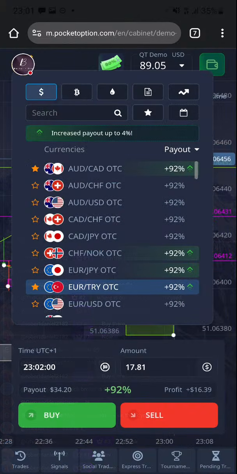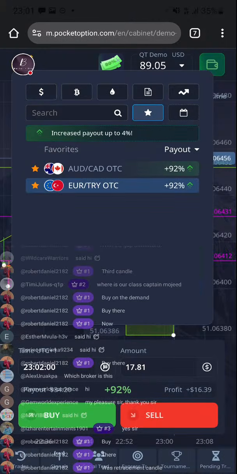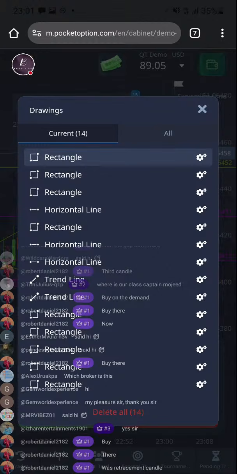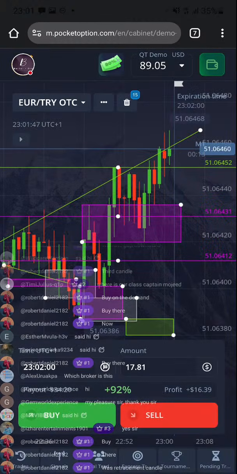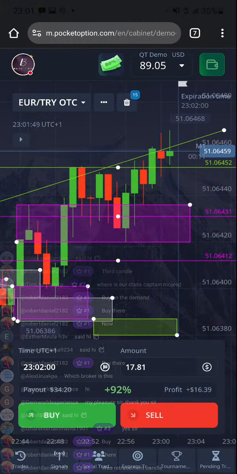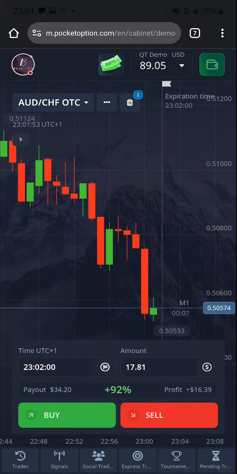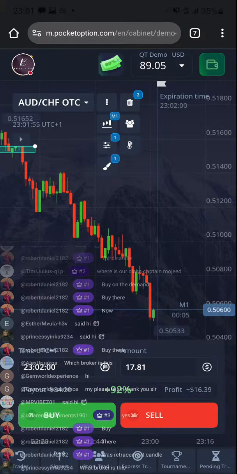I usually don't just take trades. I wait for confirmation because we need all the confirmation we can get. Yeah, the retracement candle, I can see it too, but usually I would try and look for more confirmations before I would take any trade.